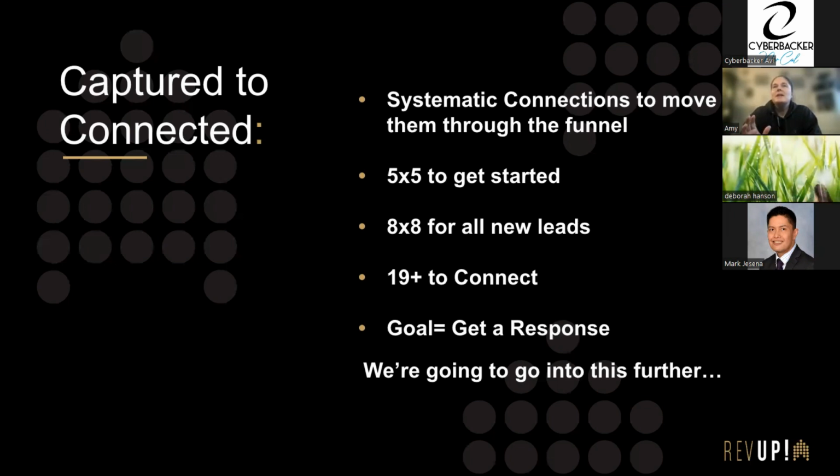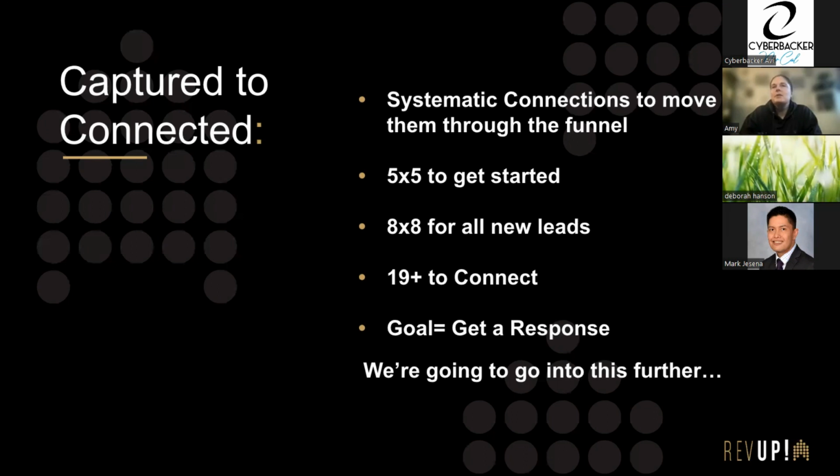But if we get through that 5x5, they're still not responding to us. So we're still not connected. They're just captured. Then we're going to roll them over to an 8x8. Once we get through that 8x8, which again, I'll go through here in a minute, it's basically one contact per week for 8 weeks. So for 2 months, we're reaching out to them once a week.